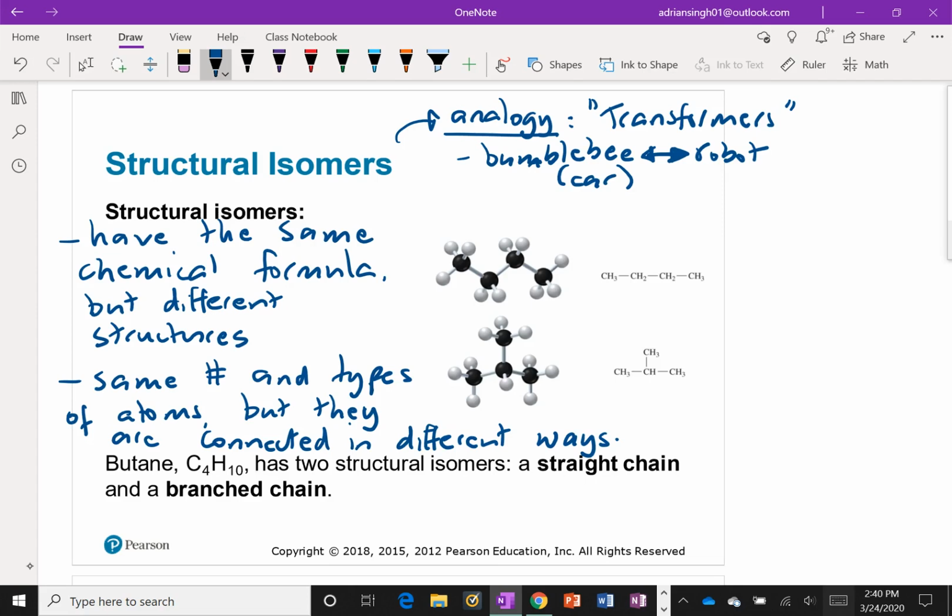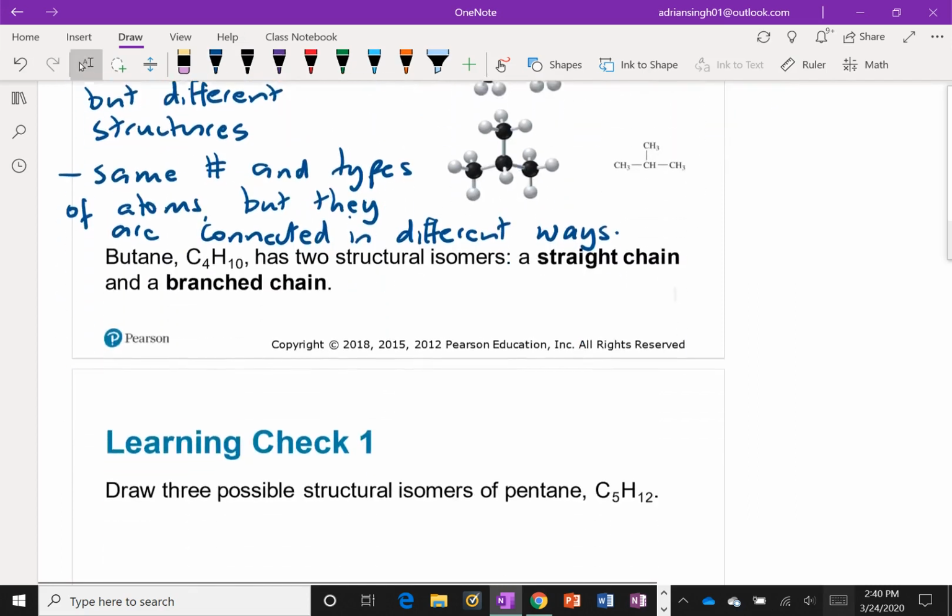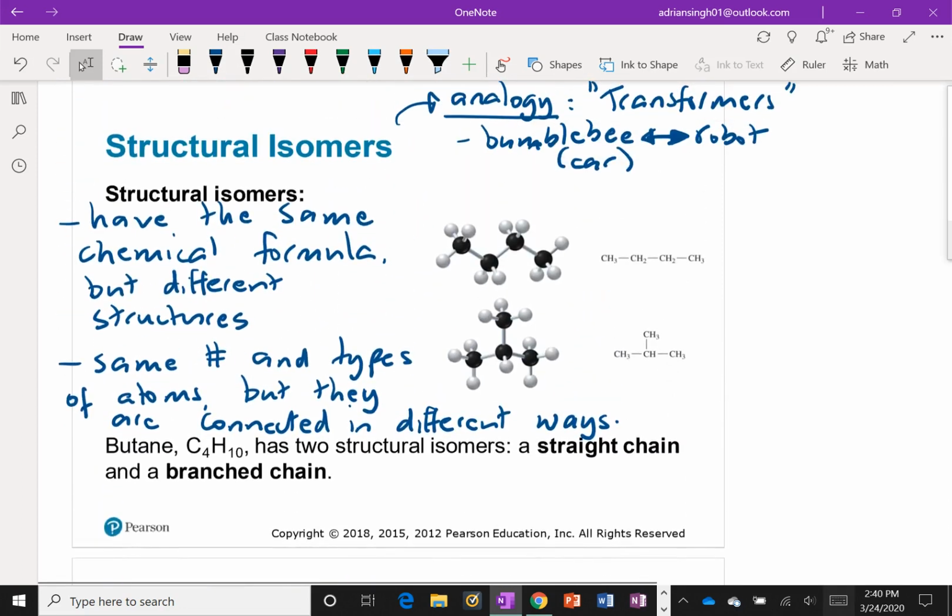And similarly, when the car transforms back into the robot, obviously they look very different. So you can think of those two things, the car transforming into the robot, as structural isomers. The same thing can happen on a molecular scale when we start looking at the connections of atoms in a particular compound. So let's take a look at how that can actually happen.